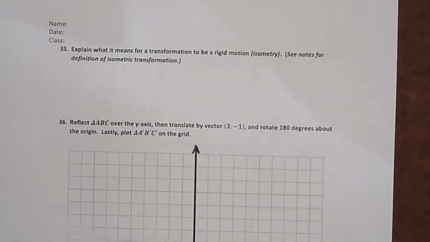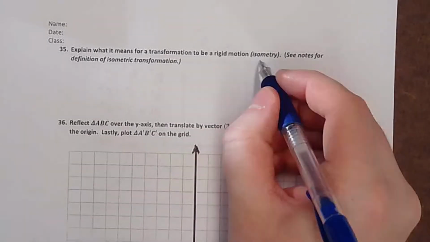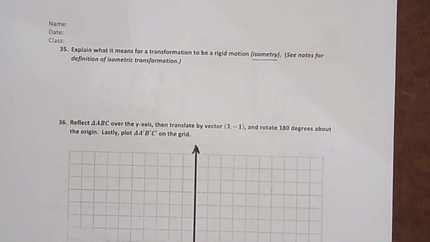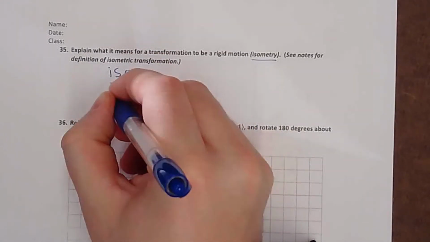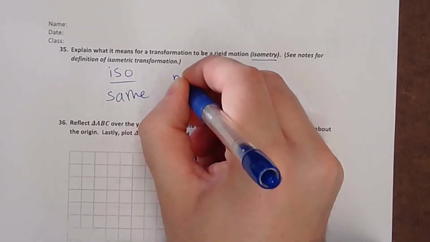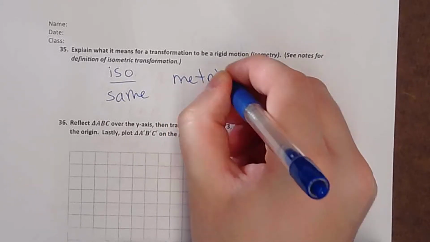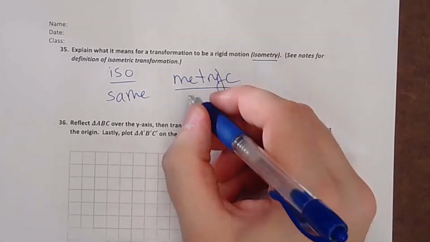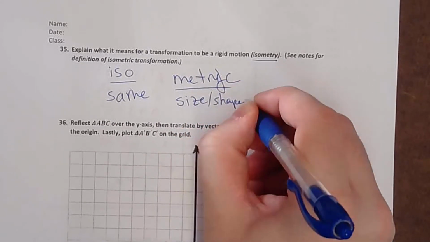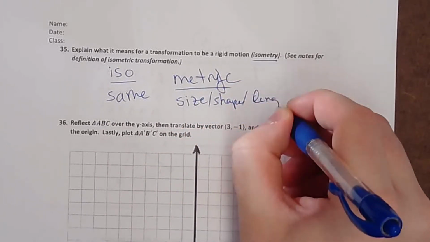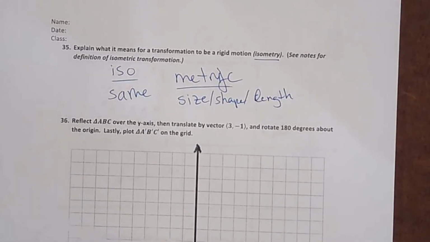Let's turn that page. We're on page 14, everybody. We're on number 35. Who can tell me what an isometric transformation means? An isometry. Iso means same, right? What does metric mean, you think? Shape or size? Size, length. So same size transformation. Yeah, it's a same size transformation, right?